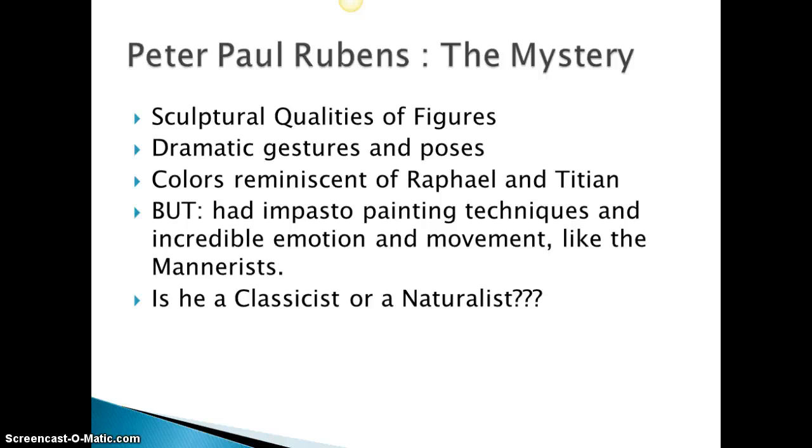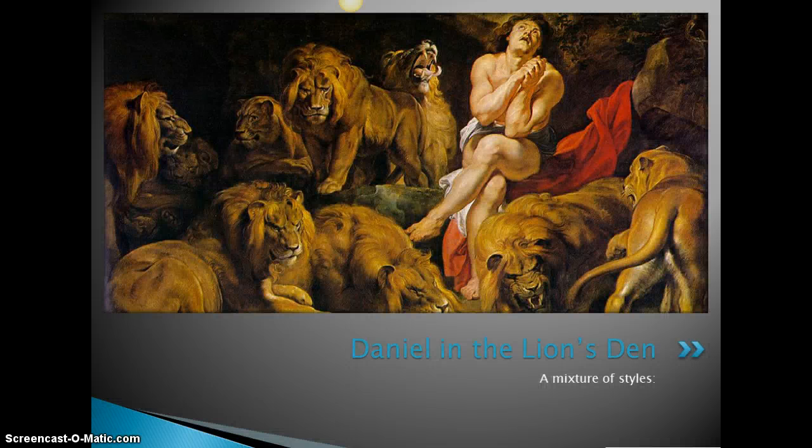Go take a look at his artwork in 1.06. That is the one with Christ coming down from the cross. But here is another example, Daniel in the Lions' Den. I like this example better. You can get in there and actually see these details, the way he uses paint, the way he sets up the scene, and also the way he depicts the human body. Does he look more like Michelangelo, or does he look more like the natural depictions of people in Caravaggio? So that is why he is the mystery. Can you tell me whether you think he is a classicist or a naturalist?